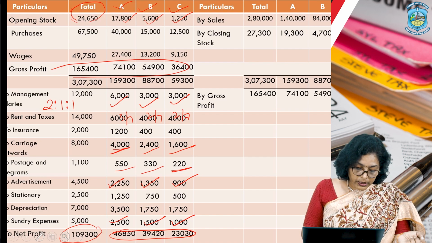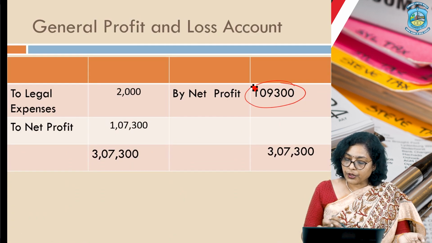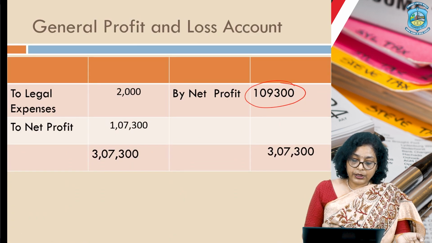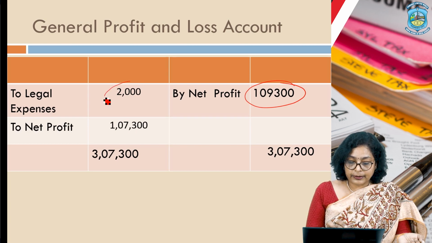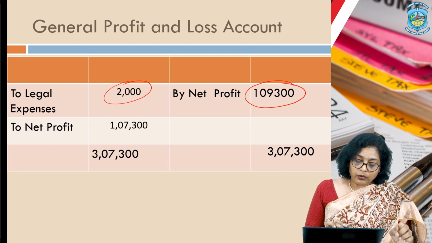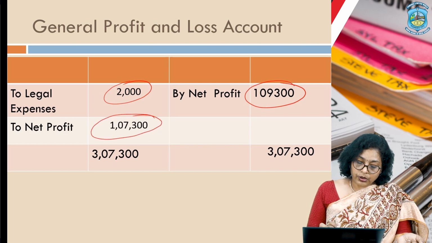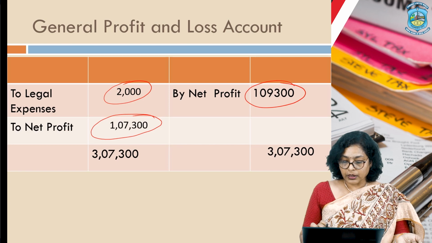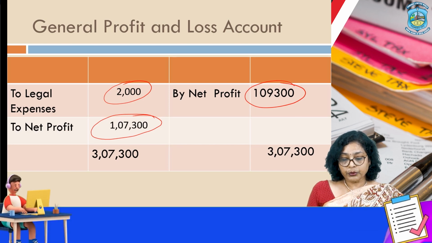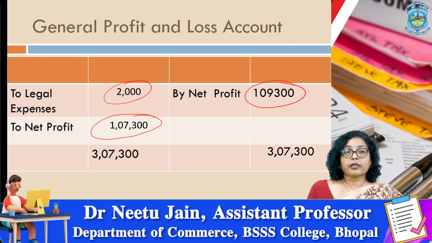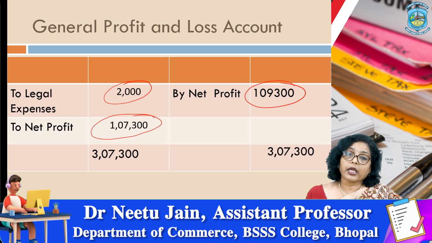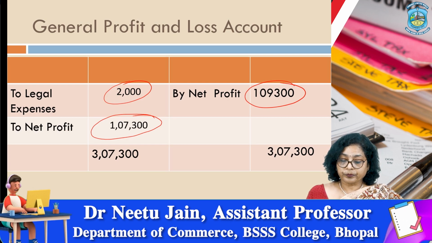Now we will take 1,09,300 as the profit of the organization here in the general profit and loss account, and will charge legal expenses to this. We do not have any columns here, right? We will make only one amount column here, and then we come to know the net profit of the organization, that is 1,07,300. I hope this is clear to you. So this is how we will prepare departmental trading and profit and loss account and general profit and loss account.